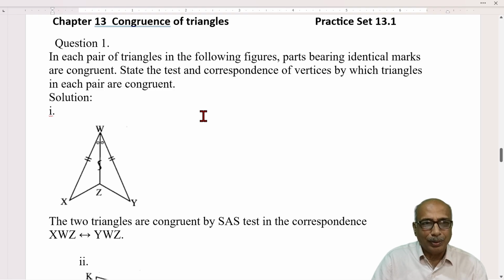Hello children, we are starting with practice set 13.1. In each pair of the triangles in the following figures, parts bearing identical marks are congruent. State the test and correspondence of vertices by which triangles in each pair are congruent.